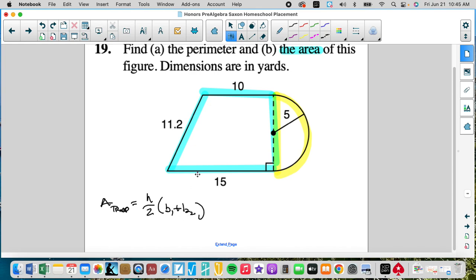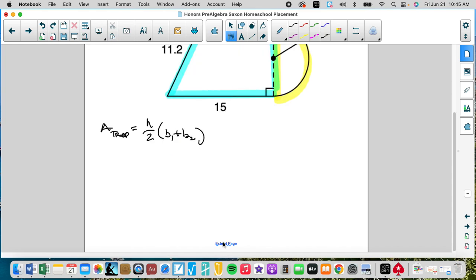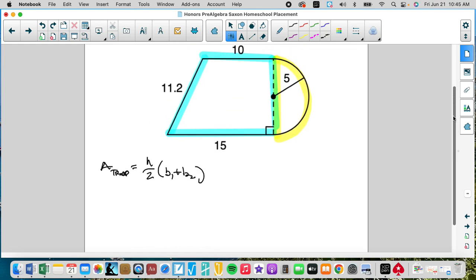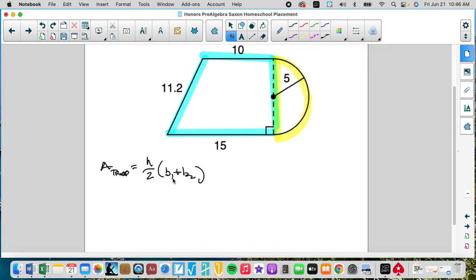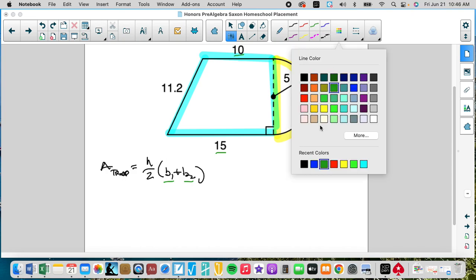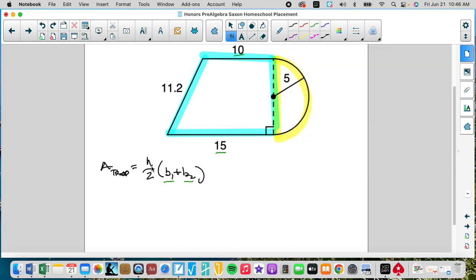The bases are the parallel sides of the trapezoid. So let's fill in that information. So base 1 and base 2, these are the bases. And the other tricky part of this is the height. What is the height of the object? Well, the height has to be perpendicular to the bases. So this is going to be my height.